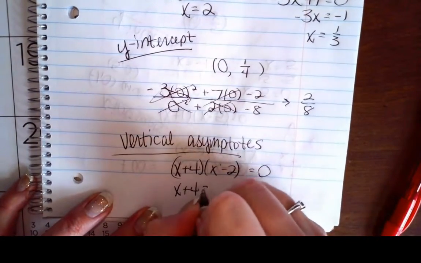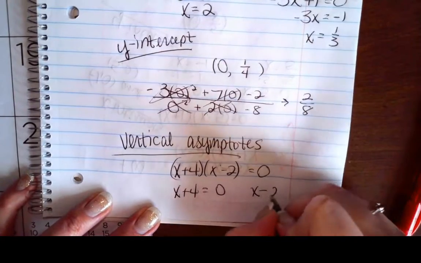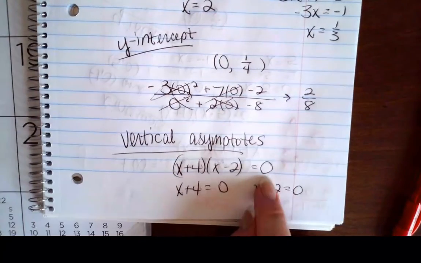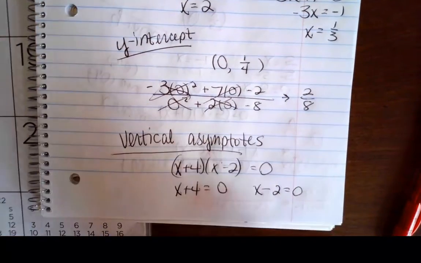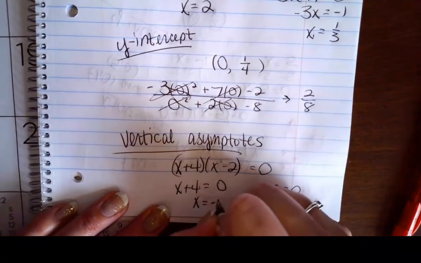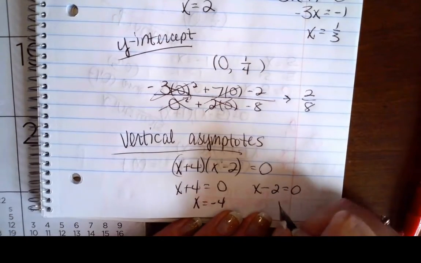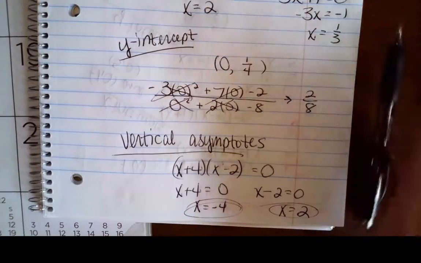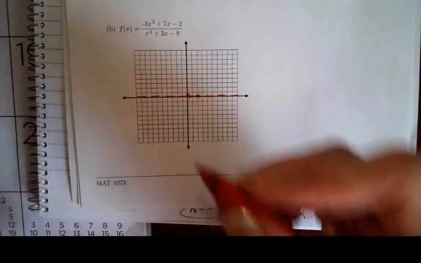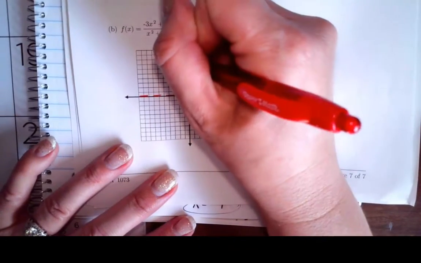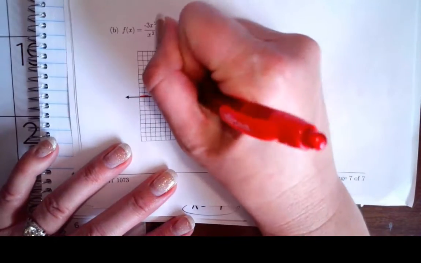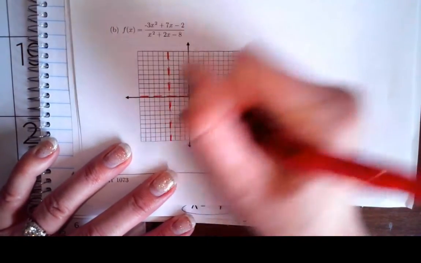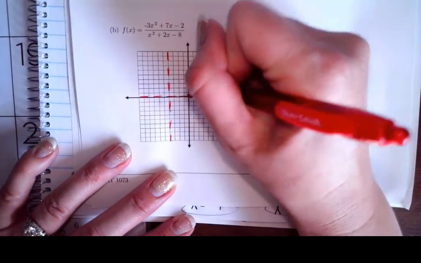And again, we're in the same situation. If I was finding domain, I would say it cannot be 0. But I'm finding equations for vertical asymptotes, so I say it equals 0. So I've got two vertical asymptotes, one at positive 2 and one at negative 4. So here's my negative 4, and here's my 2.